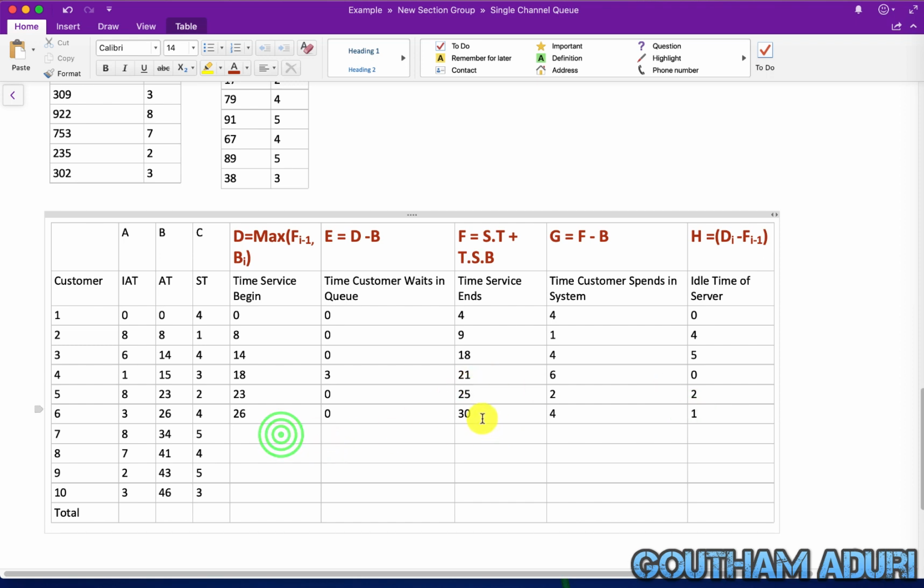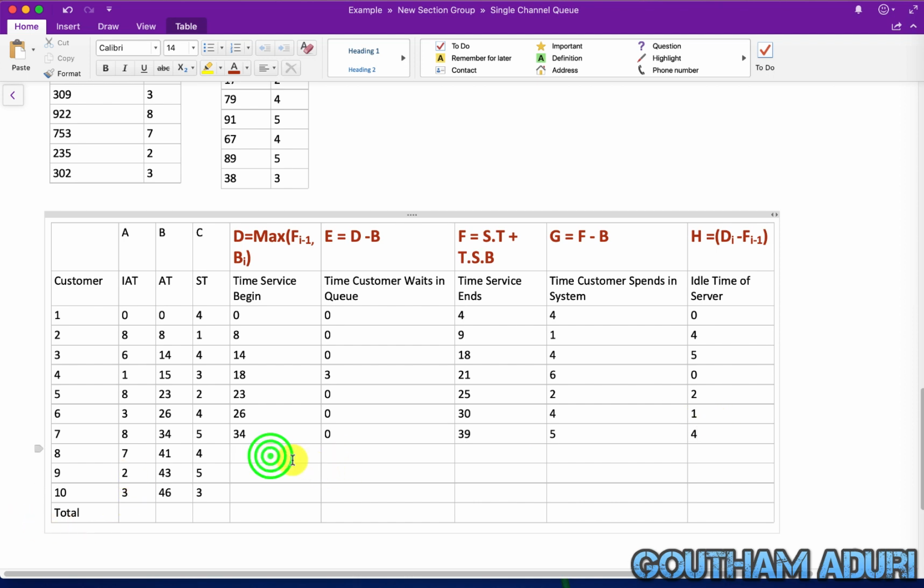And next compare 30 and 34, the maximum value is 34. And time customer waits in the queue is nothing but D minus B, so it's time service begins minus the arrival time, it's 0. And the time service ends is nothing but service time plus time service begins, it's 39. And time customer spends in the system is F minus B, so it's 39 minus 34, it's 5. And the idle time of the server is nothing but 34 minus 30, it's 4.